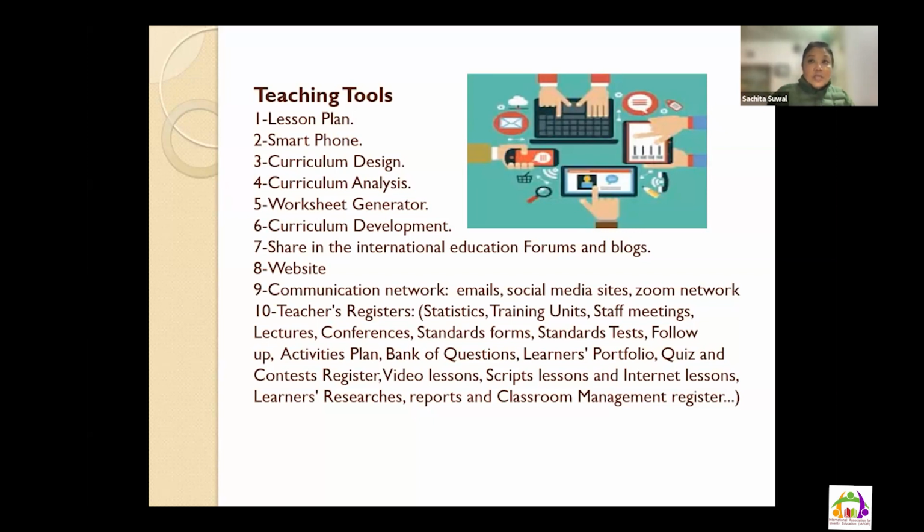There are lots of websites, thousands and thousands of websites, which is necessary, as well as very, very important. And then you can get relevant information from the websites. And communication network like email, social media, like Zoom, Google Meet, etc. So you can have a network where you can always sit online with your friends and learn so many things. And teachers registers means your statistics, your training units, staff meetings, lectures, conferences, standard forms, standard tests, follow up.